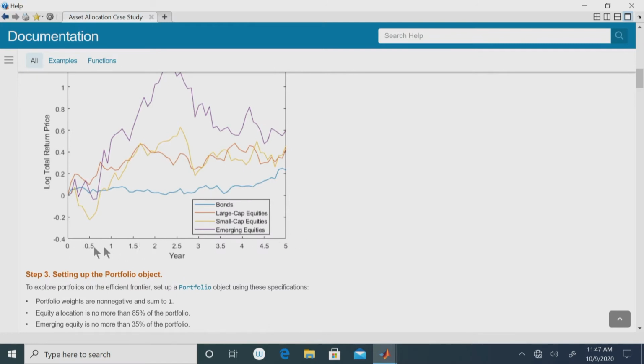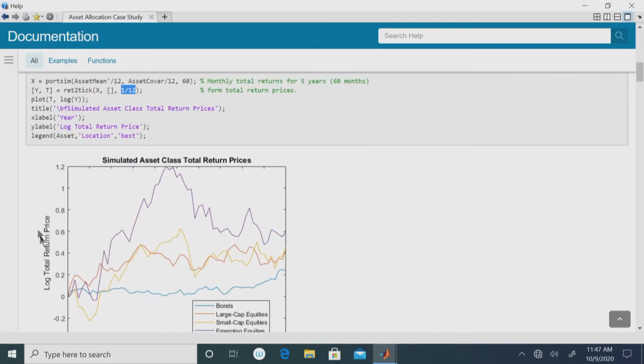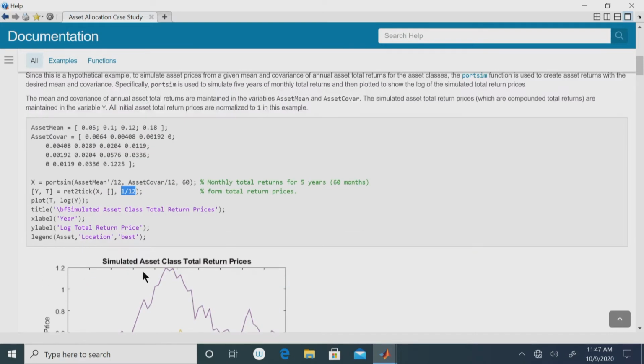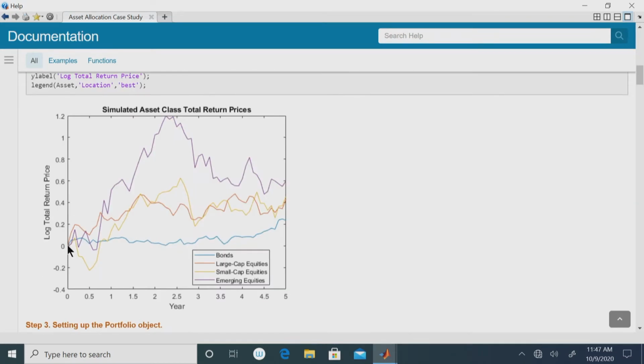So, you have 60 points that are being simulated, and then you plot t, which is 1/12, against the corresponding value of log y. So, these are the simulated values of the asset classes being plotted. In fact, what we are plotting here is the log of the simulated prices, but we have to keep in mind that all this was done by setting the initial asset total return prices to be normalized to 1. So, that is the reason why these log values are going to be equal to 0.